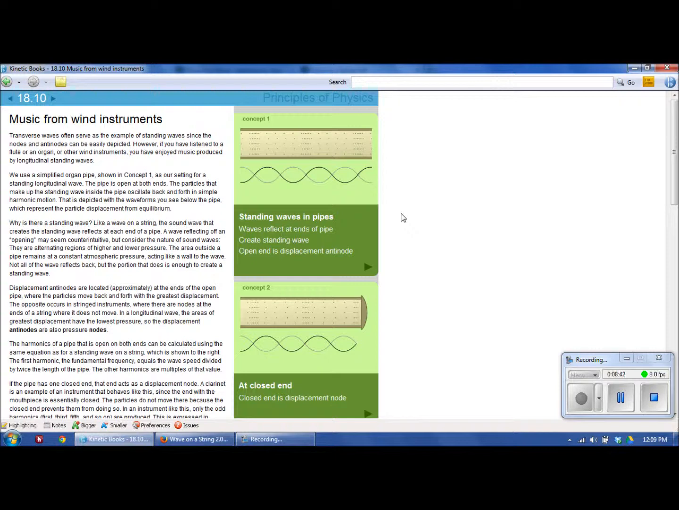because what happens in a tube is you set up a standing wave within the tube, and if the end of the tube is open, you get what's called an antinode, maximum displacement, and if it's closed, there's a node at that place.